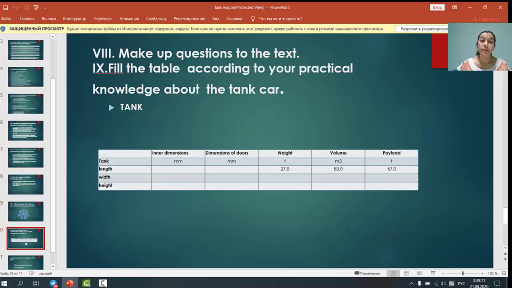And the ninth task is: fill the table according to your practical knowledge about the tank car.